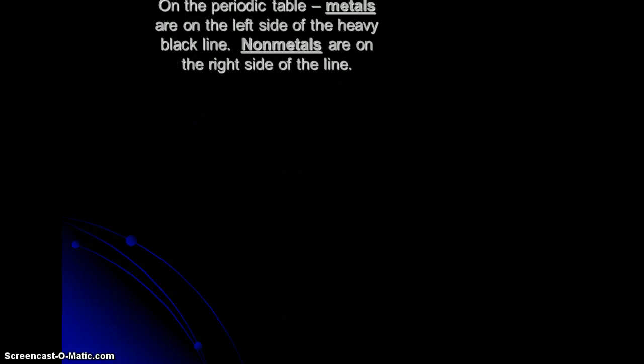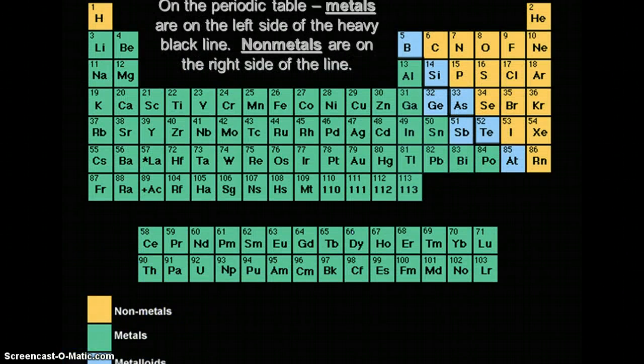On the periodic table, metals are on the left side of the heavy black line and nonmetals are on the right side. And the one difference was hydrogen, because hydrogen is a little bit different and it has some unique properties. So even though it is on the left side of the heavy black line, it is a nonmetal.